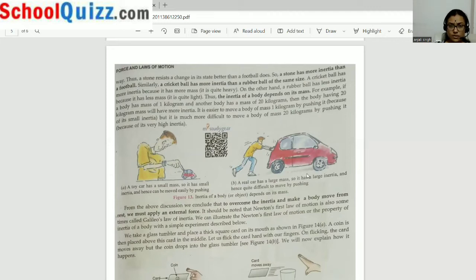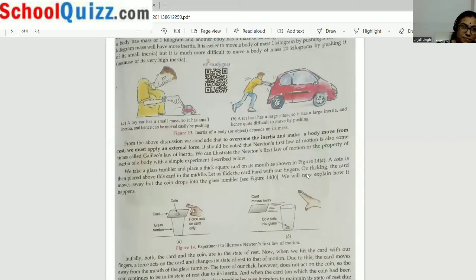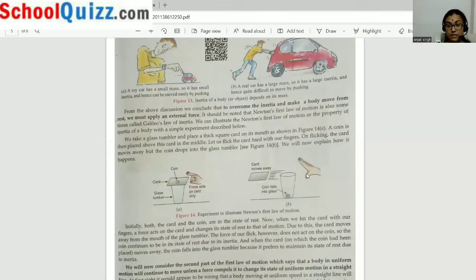After this whole discussion, what will be the conclusion? To overcome the inertia and make a body move from rest, you must apply an external force. Definitely an external force will be applied to leave its original position, either it was the position of rest or it was the position of motion. Now, next is an example that is very important. Mostly it is coming in the exam.